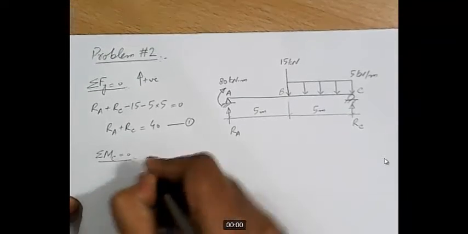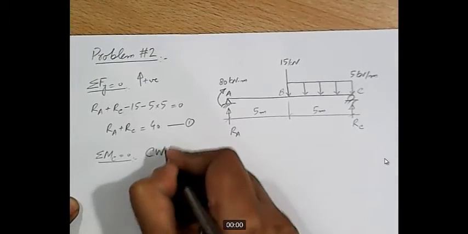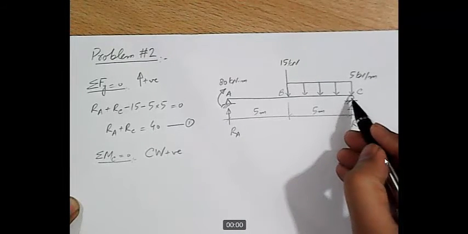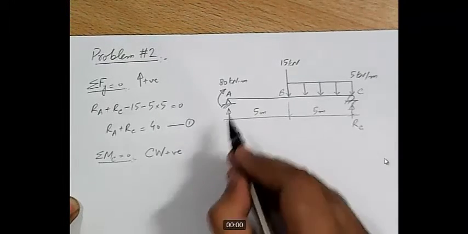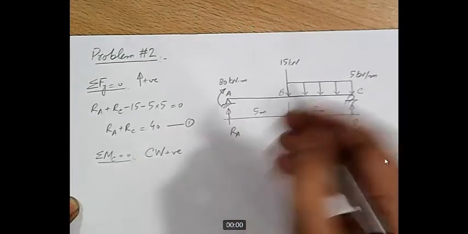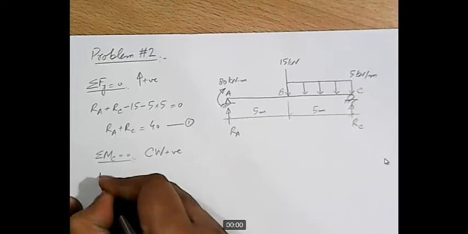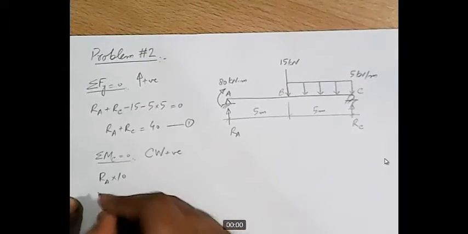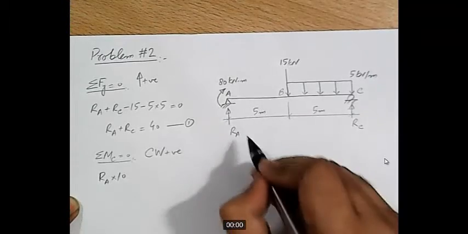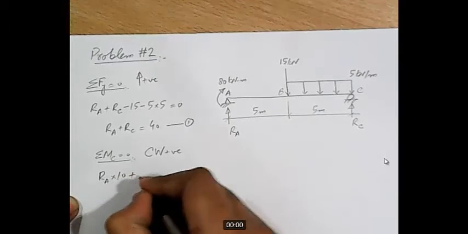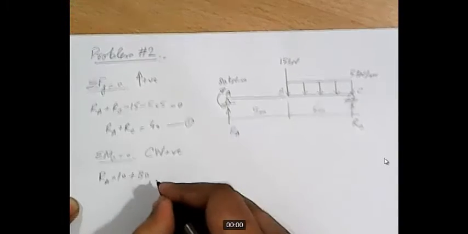Then we can apply the second condition of equilibrium, sigma Mc equal to 0 with clockwise moment as positive. So how many forces are generating moment about point C? If we start from end A, Ra is producing moment in clockwise direction. Ra into 10, and then this moment, which is of 80 kilonewton meter magnitude, and it is in clockwise direction, so it should be taken as positive 80.